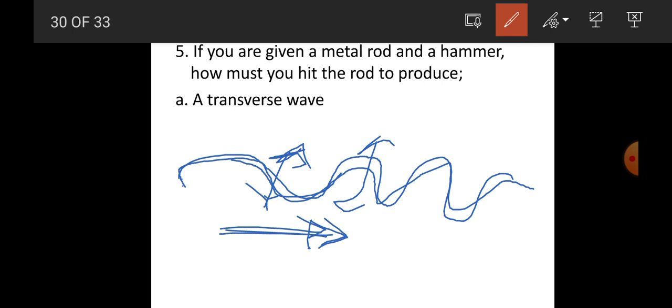If so, it is said to be a transverse wave. Examples of transverse waves: all electromagnetic waves and waves in a spring.